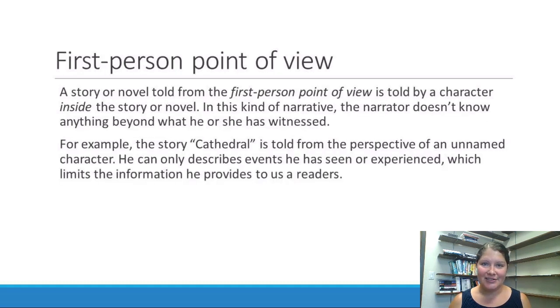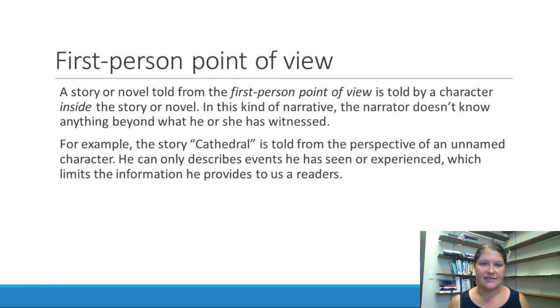The first point of view I'll talk about is first person point of view. A story or novel told from the first person point of view is told by a character who is inside the story or the novel. So this is a character who's interacting with other characters within the story or the novel. In this kind of narrative, the narrator doesn't know anything beyond what he or she has witnessed. So this is the most restricted point of view.